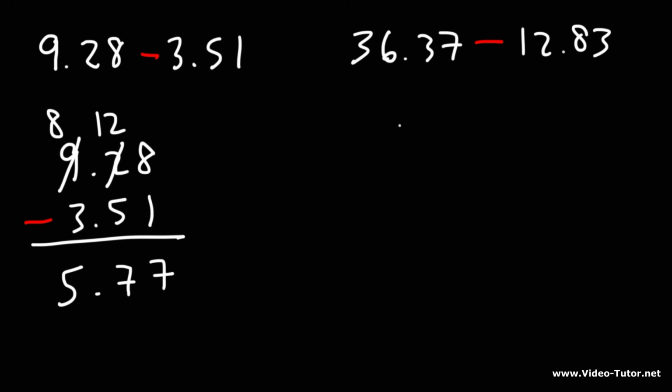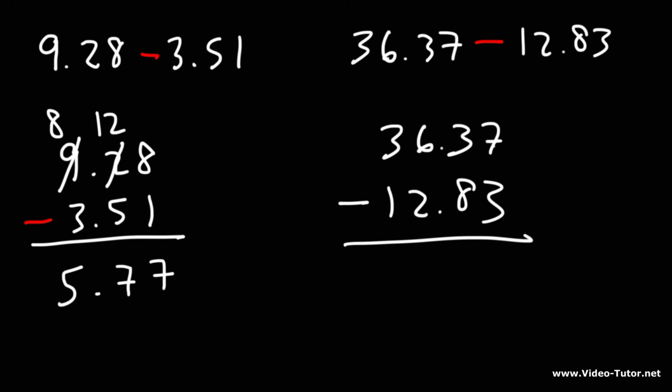Now, let's move on to the next example. 36.37 minus 12.83. 7 minus 3, that's going to be 4. 3 minus 8, that's a negative 5, so that's not going to work. Let's borrow a 1 from the 6. The 6 will become a 5.